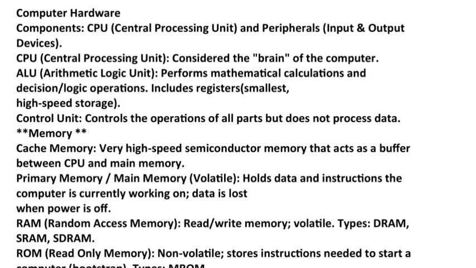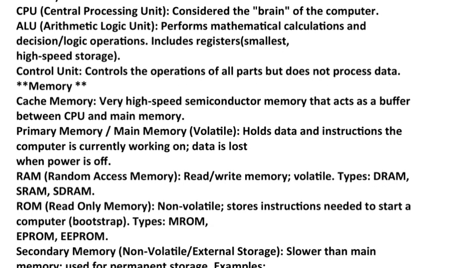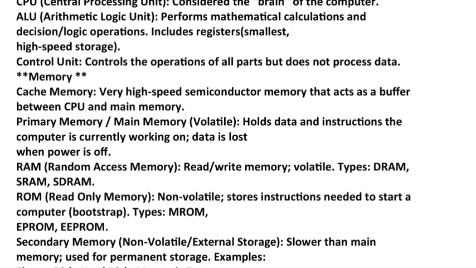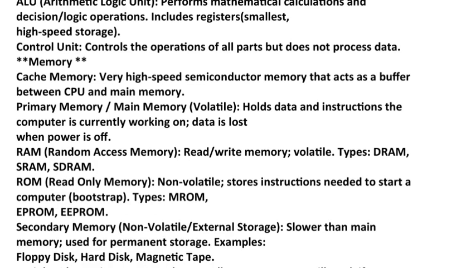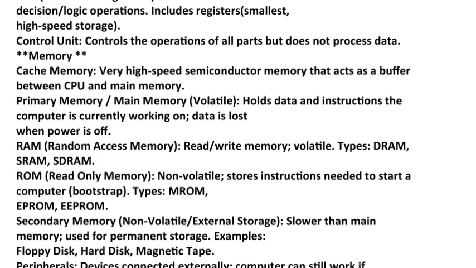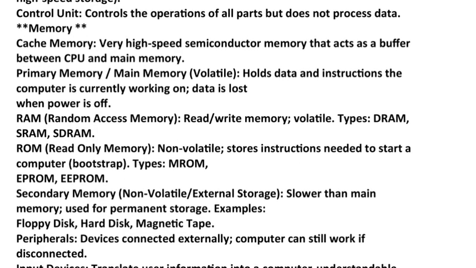Computer hardware components: CPU, central processing unit, and peripherals, input and output devices. CPU, considered the brain of the computer. ALU, arithmetic logic unit, performs mathematical calculations and decision/logic operations. Includes registers, smallest, high-speed storage. Control unit controls the operations of all parts but does not process data.